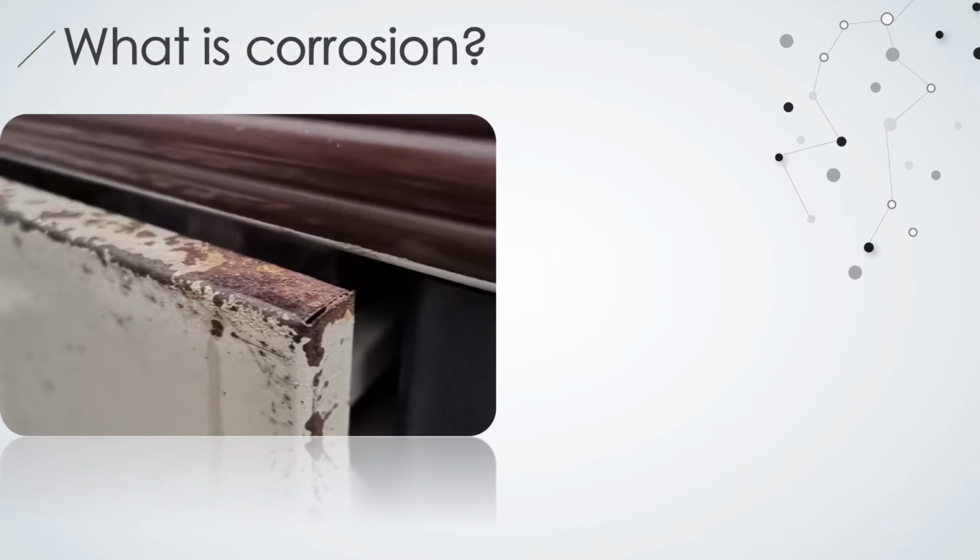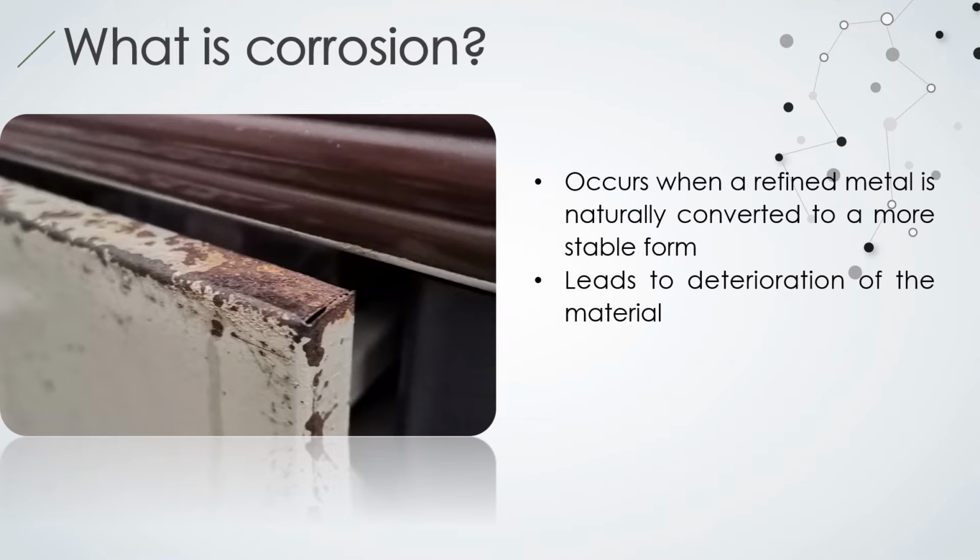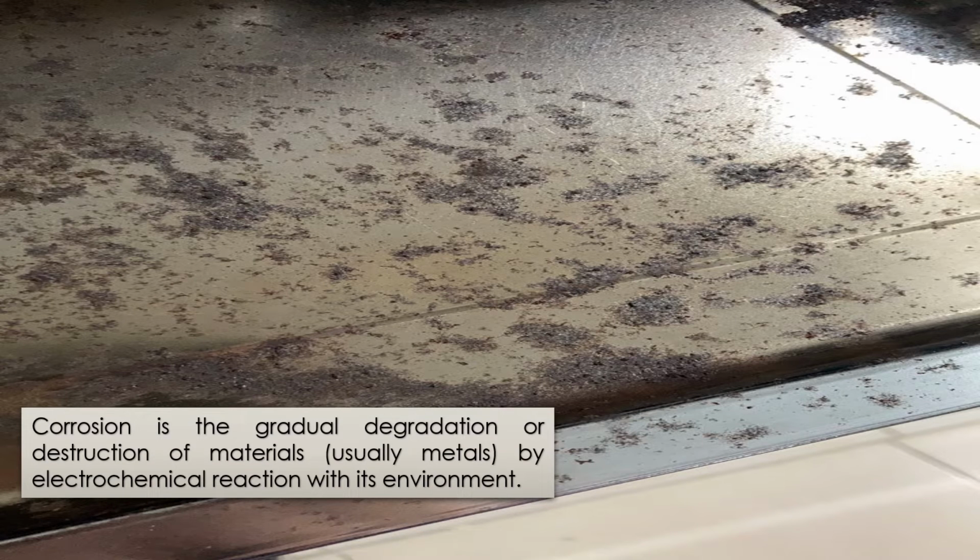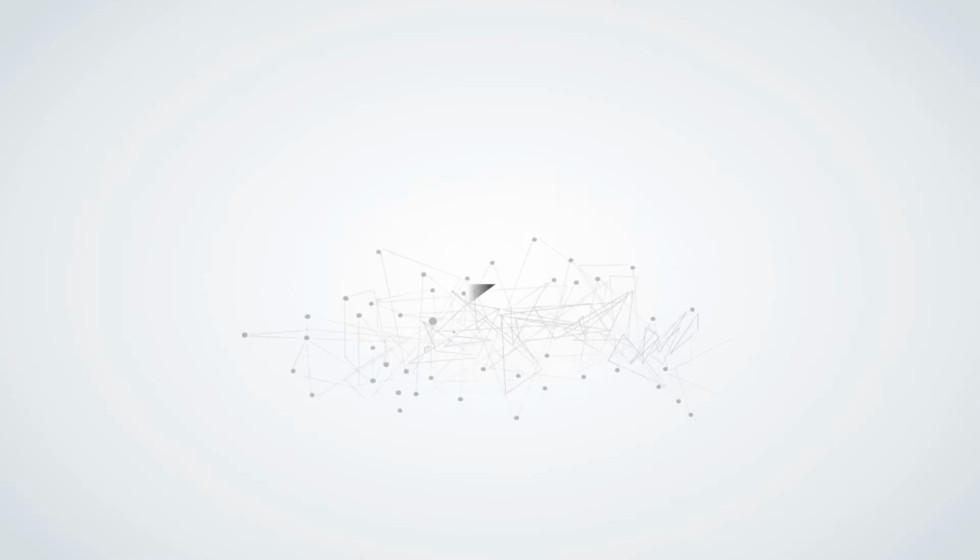Corrosion occurs when a refined metal is naturally converted to a more stable form, such as its oxide, hydroxide or sulfide state. This leads to deterioration of the material. It is the process of rusting, oxidation in reaction to oxygen forming iron oxides. It requires the simultaneous presence of water and oxygen, and in the absence of either, corrosion does not occur.